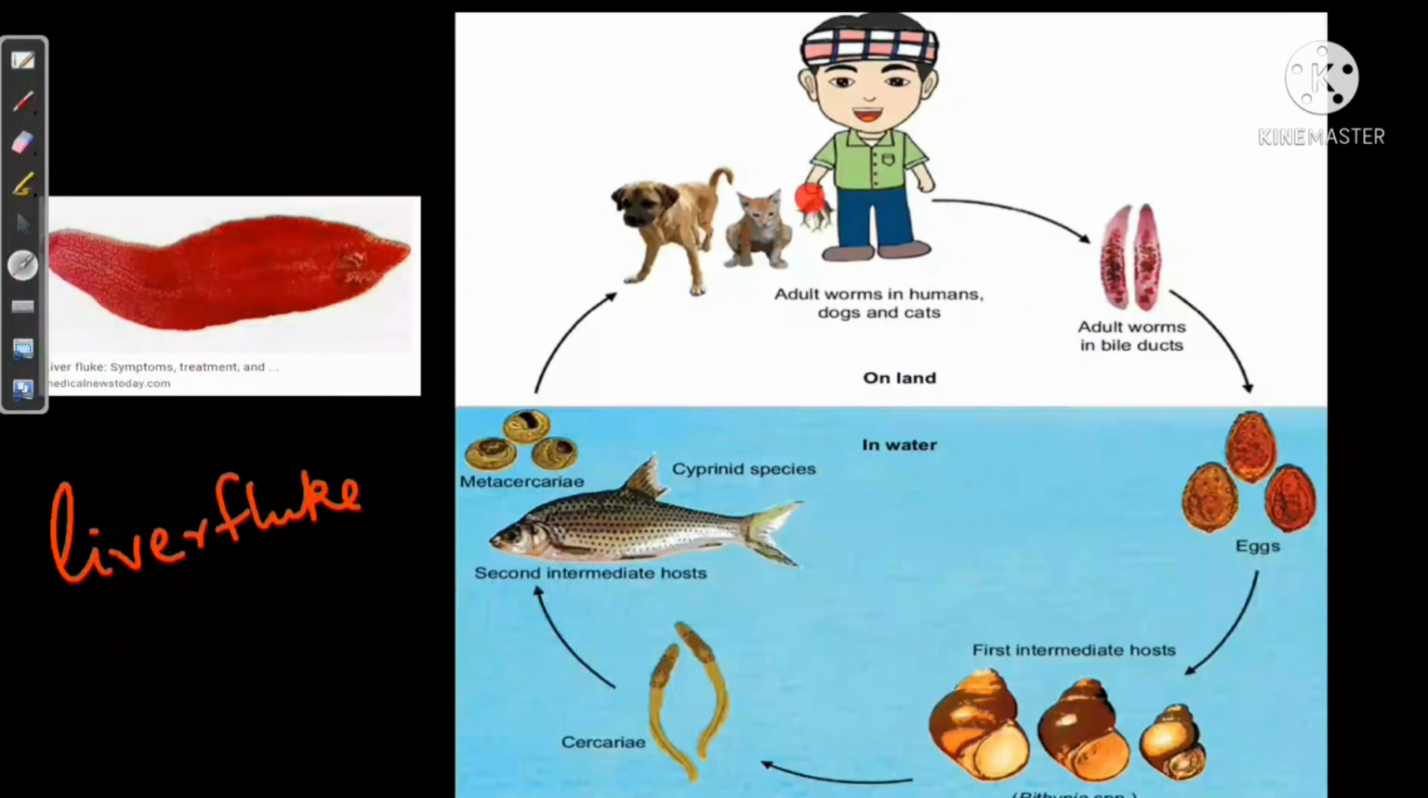Liver fluke enters into the human being. So human being is one of the hosts of liver fluke. And then after getting inside the intestine, they enter into the bile duct of man, where they produce the eggs. And then when it falls into the water bodies, there it enters into snail. So snails are the second host and human beings are the first host.